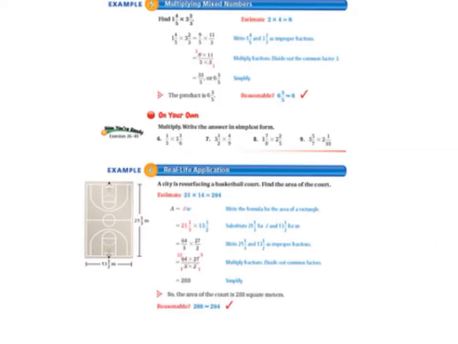Our last two examples are on page 58. Example 5 has us multiplying mixed numbers. This is going to work exactly like the last example did, except that we have to switch both of the numbers into improper fractions. So first of all, we're going to estimate. We're going to round 1 4/5. It's close to 2, so we round that to 2. And 3 2/3 is close to 4, so we round it to 4. So our estimate is 2 times 4, which equals 8.